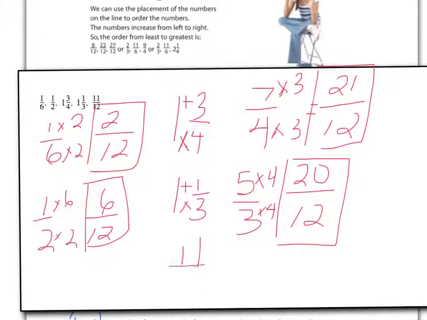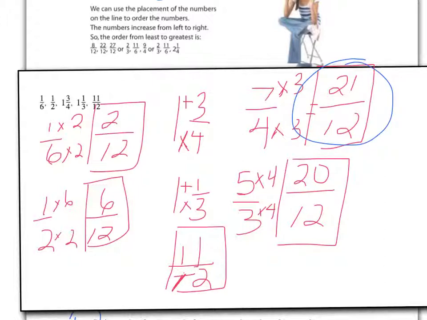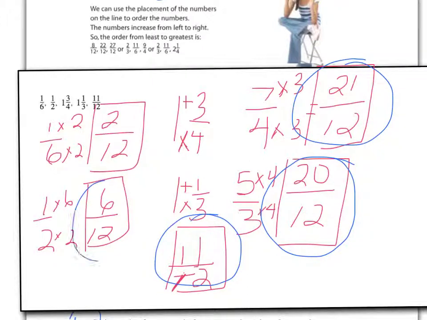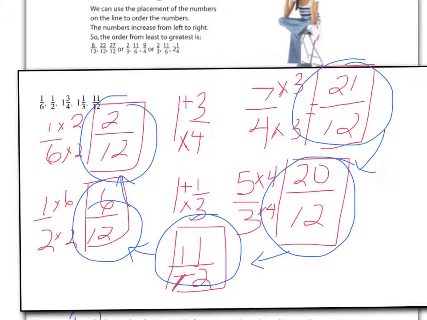And then I have 11/12, which I don't actually have to do anything to because it's already out of 12. So then I know my largest fraction is 21/12. My second largest fraction is 20/12. Then 11/12 and 6/12 and 2/12. So there we go. They were actually in order from largest to smallest.